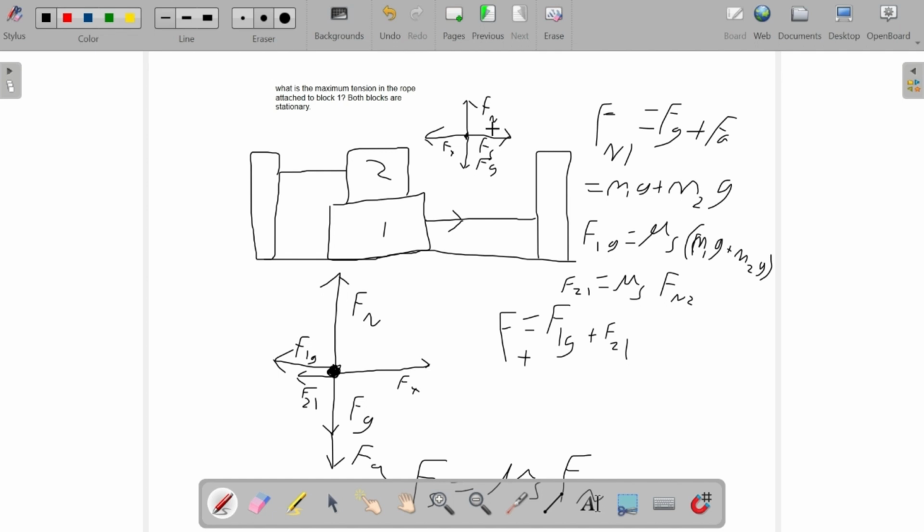Now it is important to note whether or not it should be static or kinetic. Since the blocks haven't moved yet, it's static and the force is higher. As soon as one of the blocks slides, though, the friction is going to drop because it's now kinetic friction, and they're going to pull a lot easier.